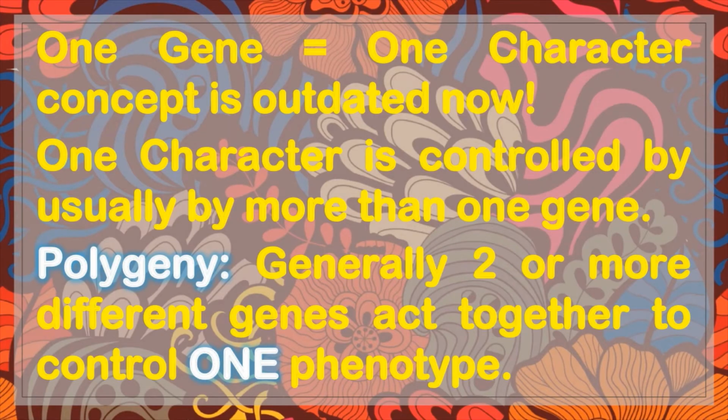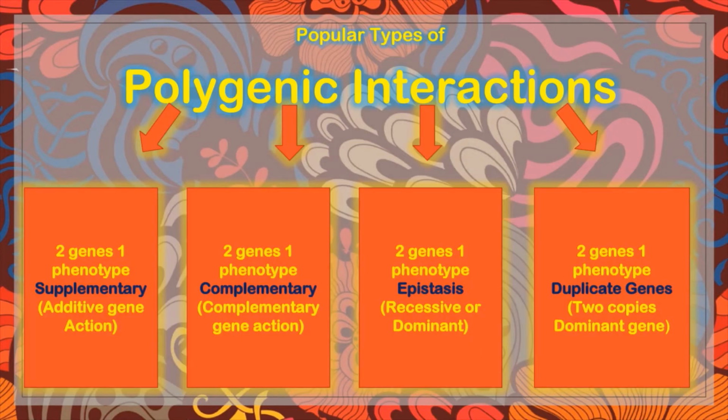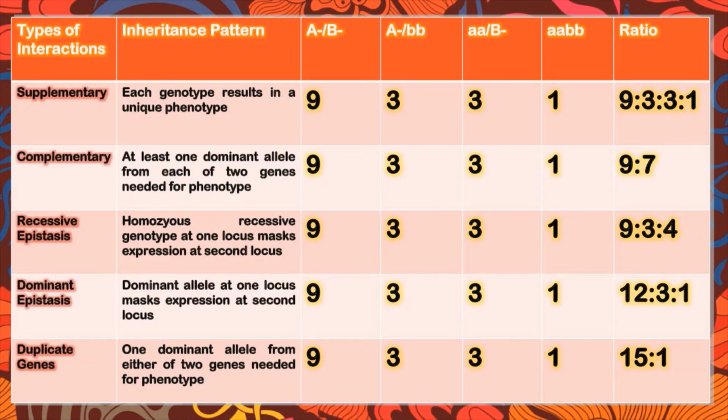Polygenic inheritance is a type of inheritance in which two or more genes are involved. Basically, 5 different patterns of polygenic inheritance have been recognized. They are supplementary, complementary, recessive epistasis, dominant epistasis, and duplicate gene interactions.